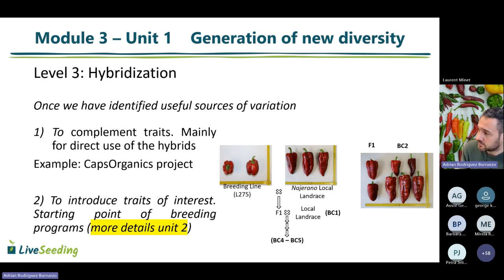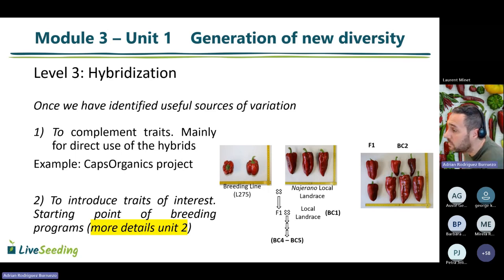Or why not cross this source of variation with my ancient variety, which is also good, or is preferred by local consumers for its morphotype, and combining them, I work with the hybrids? This is the aim of our national project, CAPS Organics.